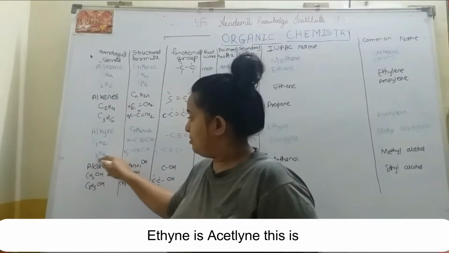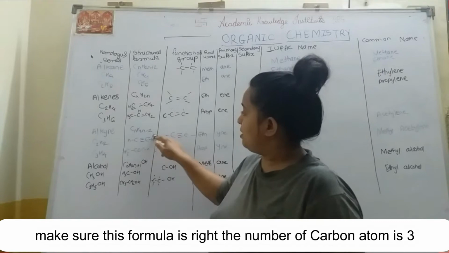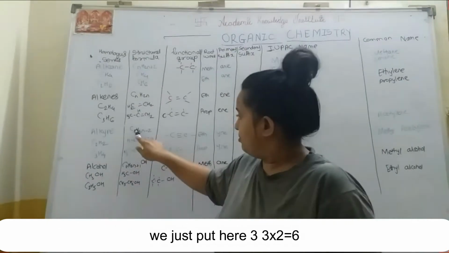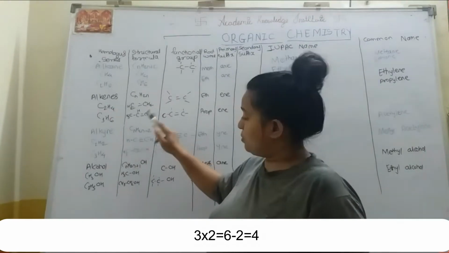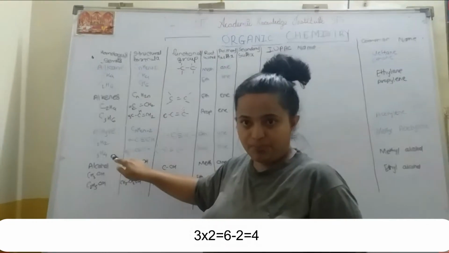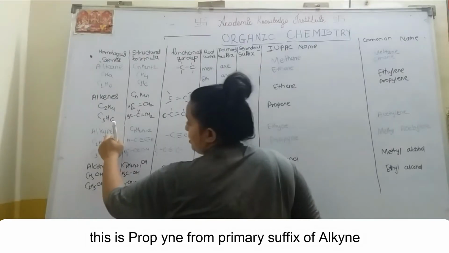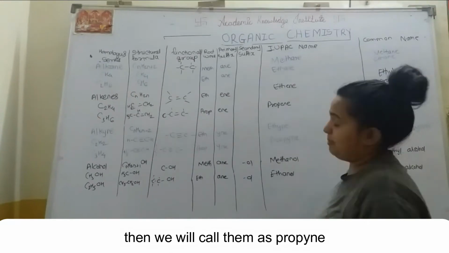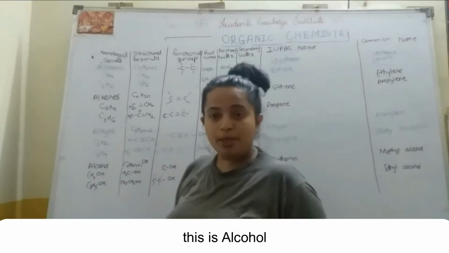This is C3H4. Again, you can make sure this formula is right. See, the number of carbon atoms is 3, so we put 3 here. 3 into 2 is 6, 6 minus 2 is 4. So like this. Get it? Okay. Then this is prop, yne is the primary suffix of alkyne, and we call it propyne. Methyl acetylene is the common name of propyne.